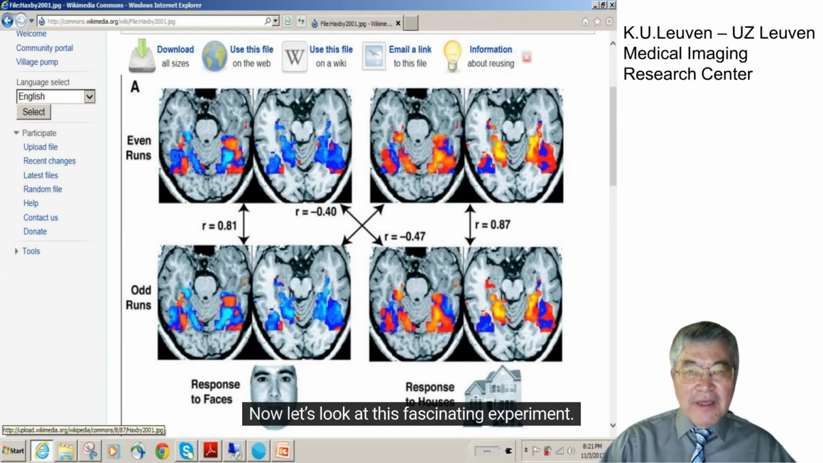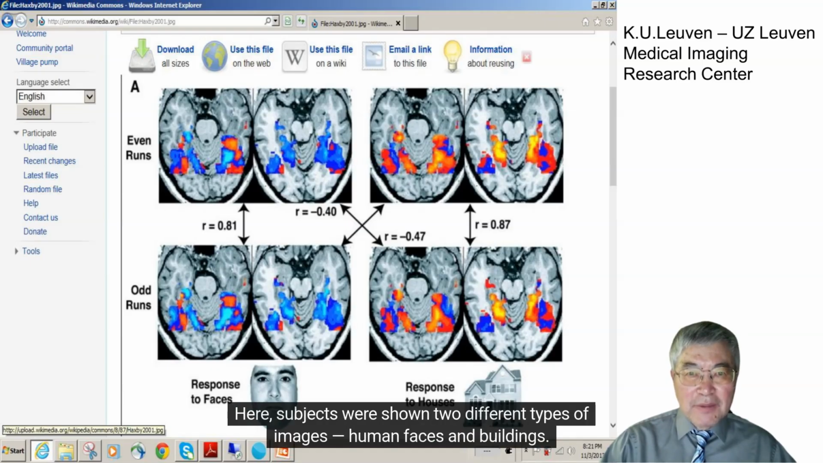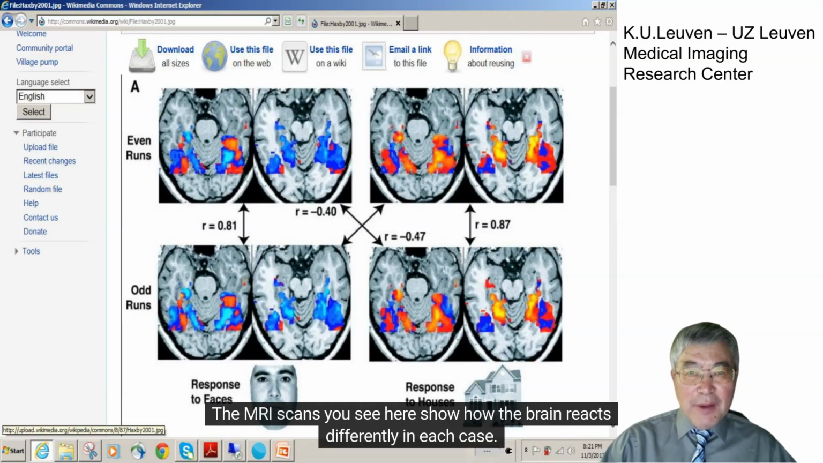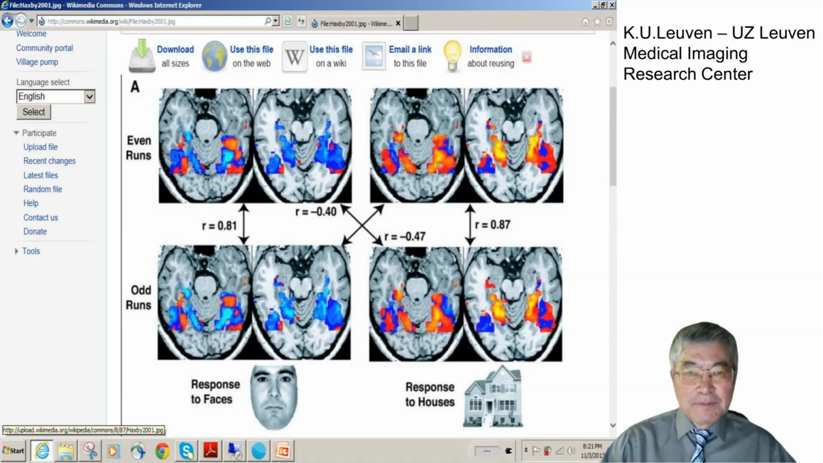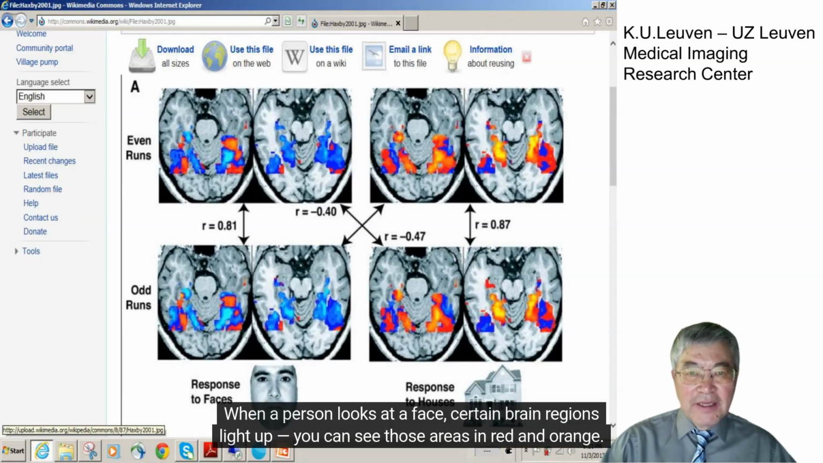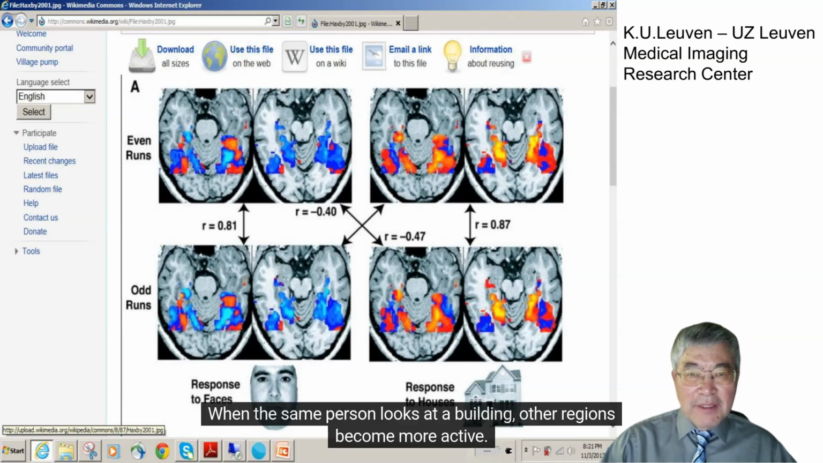Now let's look at this fascinating experiment. Here, subjects were shown two different types of images, human faces and buildings. The MRI scans you see here show how the brain reacts differently in each case. When a person looks at a face, certain brain regions light up. You can see those areas in red and orange. When the same person looks at a building, other regions become more active.